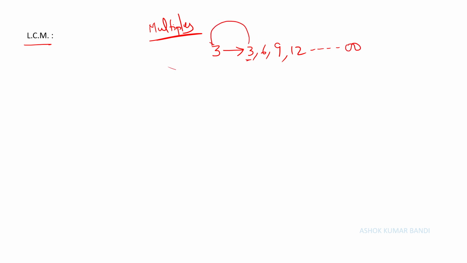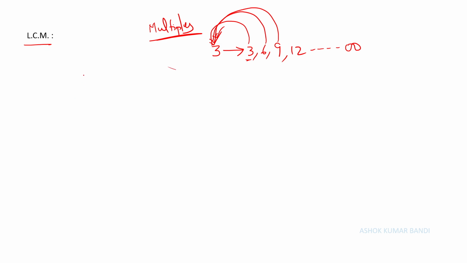So the name itself indicates least common multiples. So here we are going to deal with multiples. Multiples in the sense, if I take the number 3, what will be the multiples of 3? 3, 6, 9, 12 and so on. The numbers which are divisible by the given number, we are going to call them multiples. For example, 6 is divisible by 3, 9 is divisible by 3. So these all numbers will become multiples of 3.